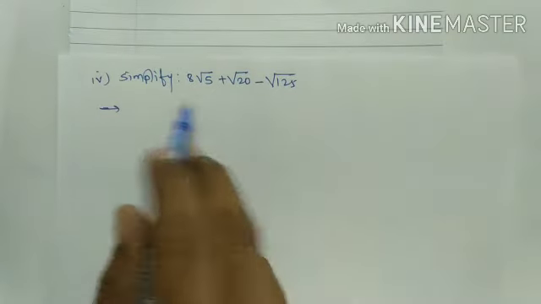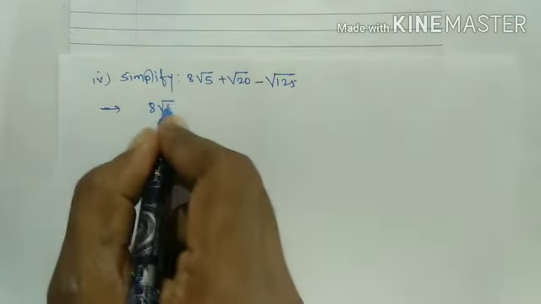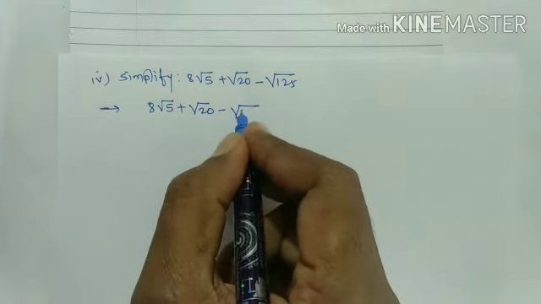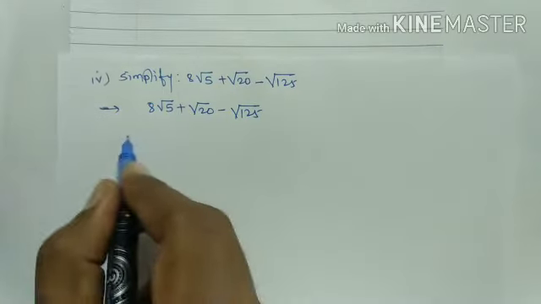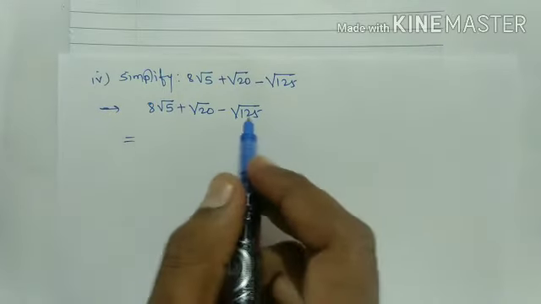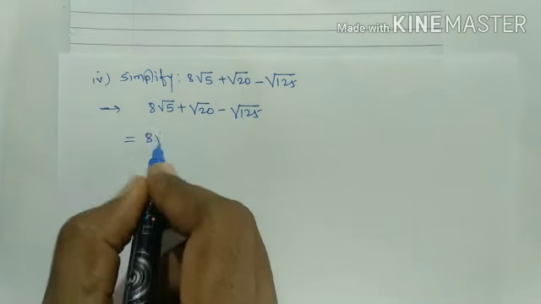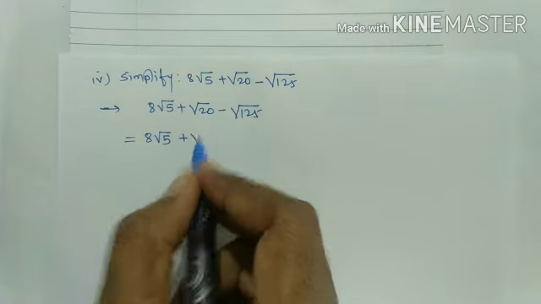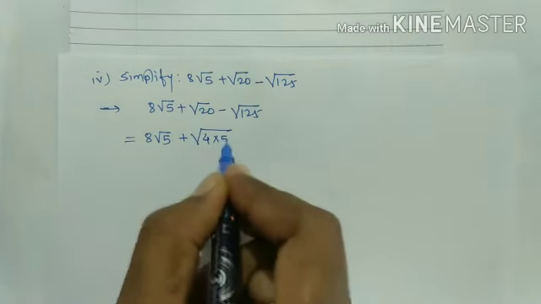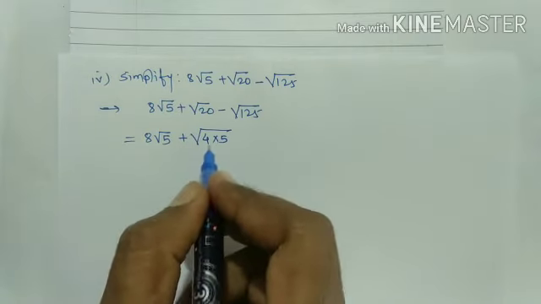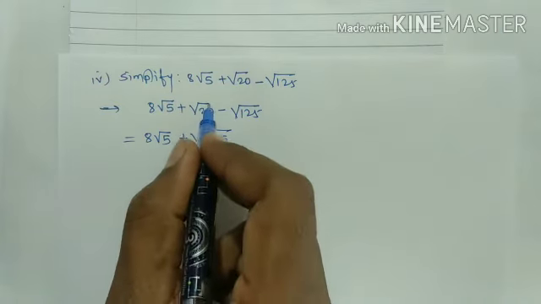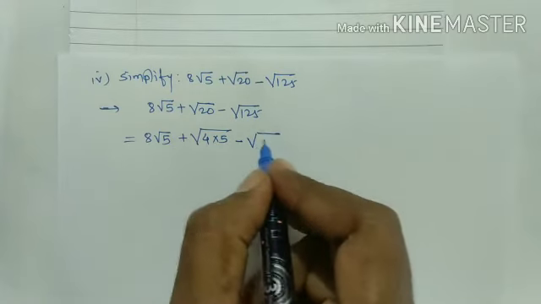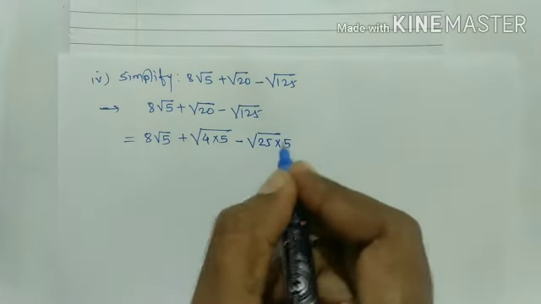Now we have to simplify this. 8√5 plus √28 minus √125. First we find the simplest form of the given surds. This is the simplest form, so here we write this same 8√5 plus this √20 equals to 4 into 5. 4 5 is 20. This 4 is a perfect square. We have simplified it by taking the largest perfect square. And this 25 5 is 125. So here we write 25 into 5.